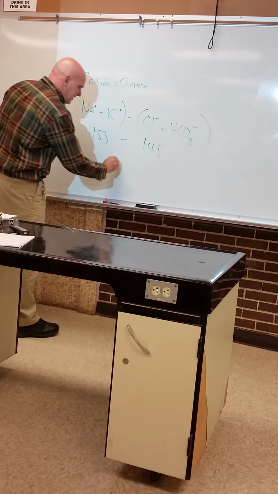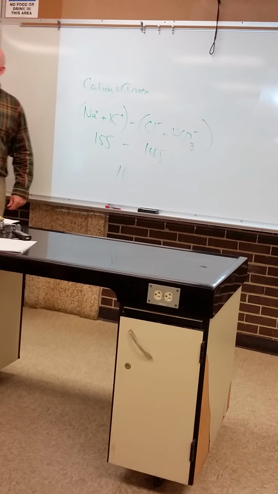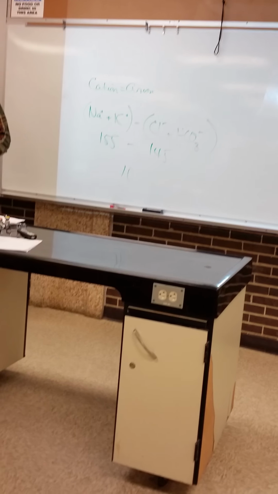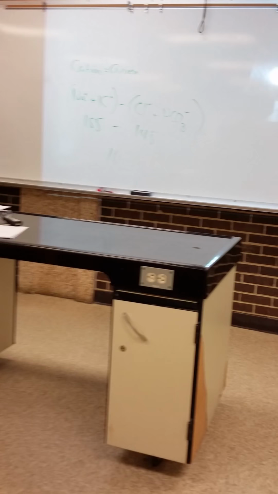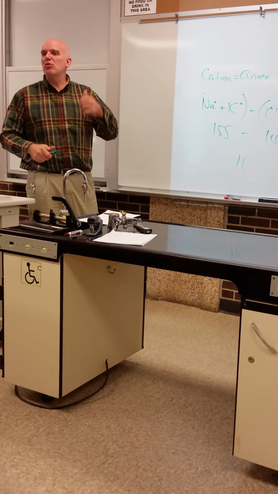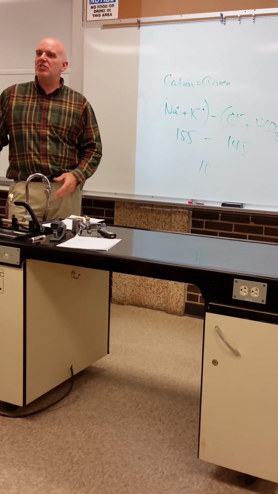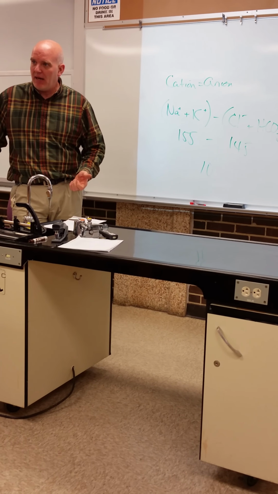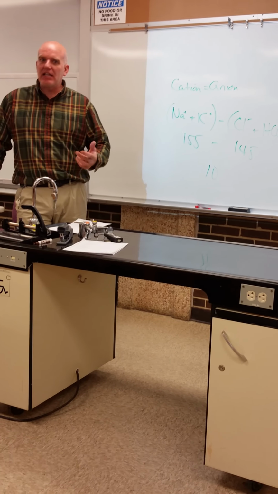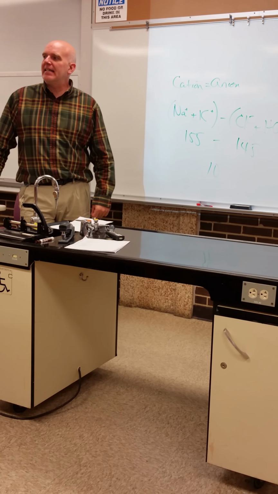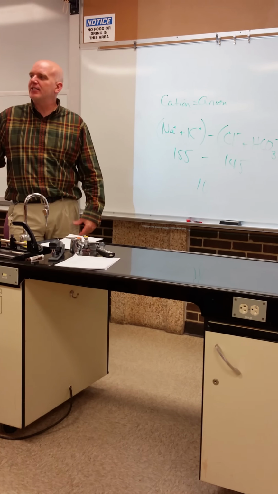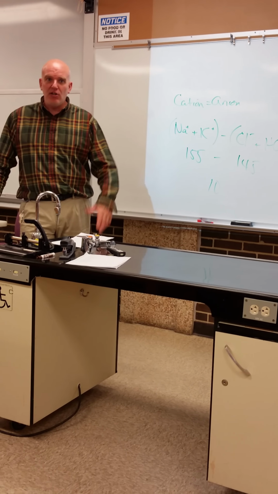That equals 10. My anion gap is 10. I'm lacking 10 anions that are unaccounted for. All right? Now, this anion gap goes up with metabolic acidosis, especially organic acids, like lactic acid, acetoacetic acid, acetic acid, beta-hydroxybutyric acid, those ketones and things like that.